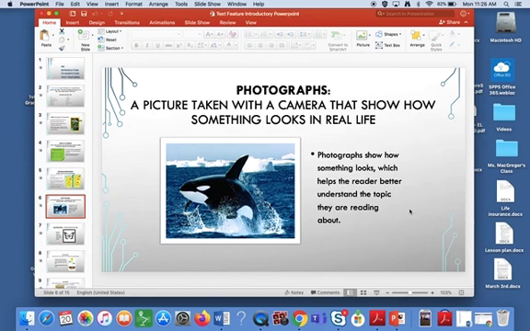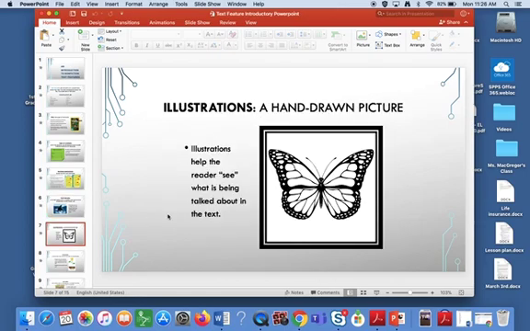Remember, photographs are like a picture taken with a camera, whereas illustrations, which we're going to look at next, are drawings. So the next one is illustrations: a hand-drawn picture. Illustrations help the reader see what is being talked about in the text. We've looked at a lot of different books with illustrations this year. I remember one of the books we read was about beavers that had a lot of illustrations.